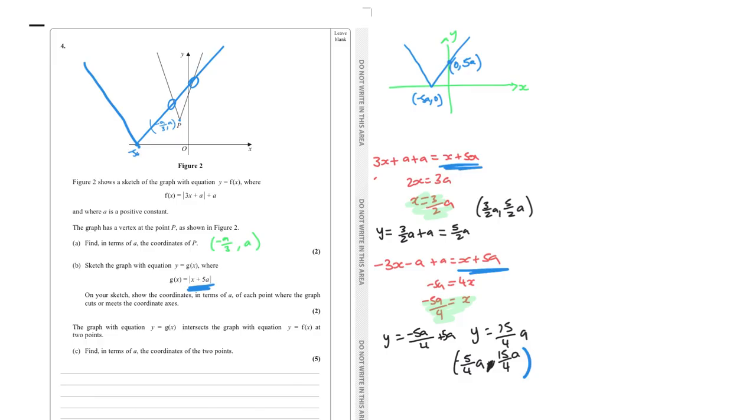Okay, question 4. This one was nice and easy. So, find in terms of a the coordinates of P. We know that opposite this is going to be essentially our minimum point, isn't it? So 3x plus a equals 0. And then what is x? Negative a over 3. And then we have a.